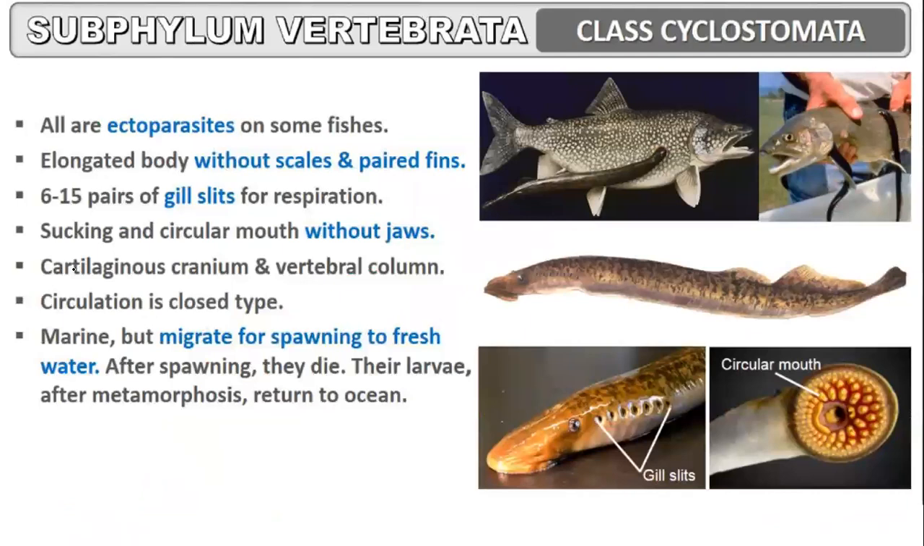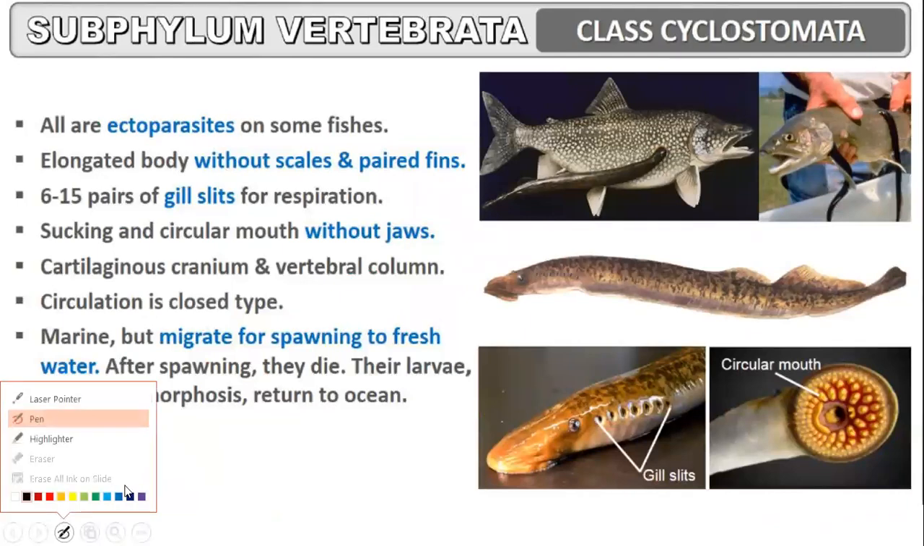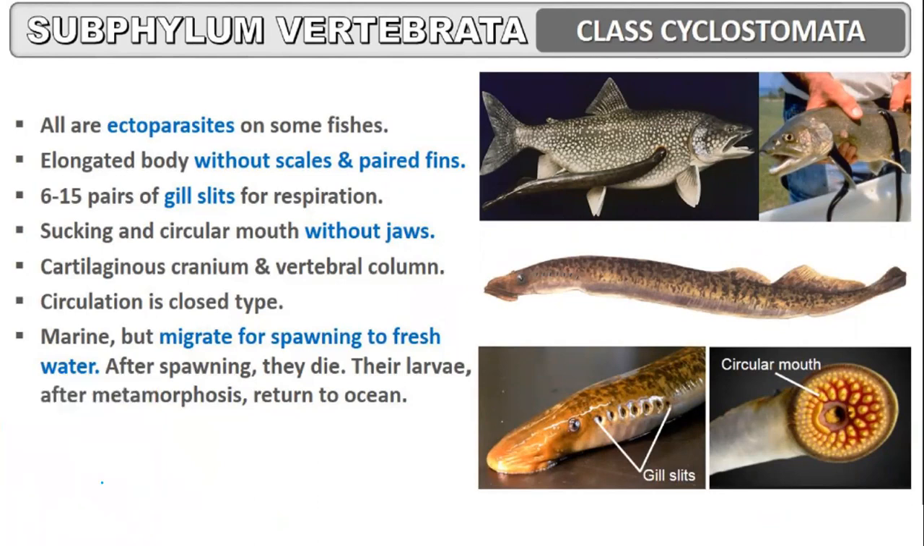So let's first of all move with subphylum Vertebrata, and today we would be discussing the class Cyclostomes. All are ectoparasites on some fishes. What do you mean by ectoparasite? Ecto means what? Outside. So they are located outside.